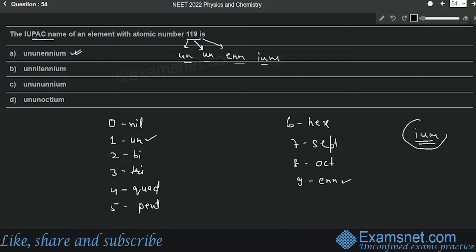Now let's discuss the other options as well. In the second one we have nil. That means 1, nil means 0, n means 9, and we write ium at last. Okay, so it is 109. For the third one we have unium. That means 111, right? For the last one we have unoctium. That means 118. Okay, so for the given atomic number, that is 119, the correct option is option number A.